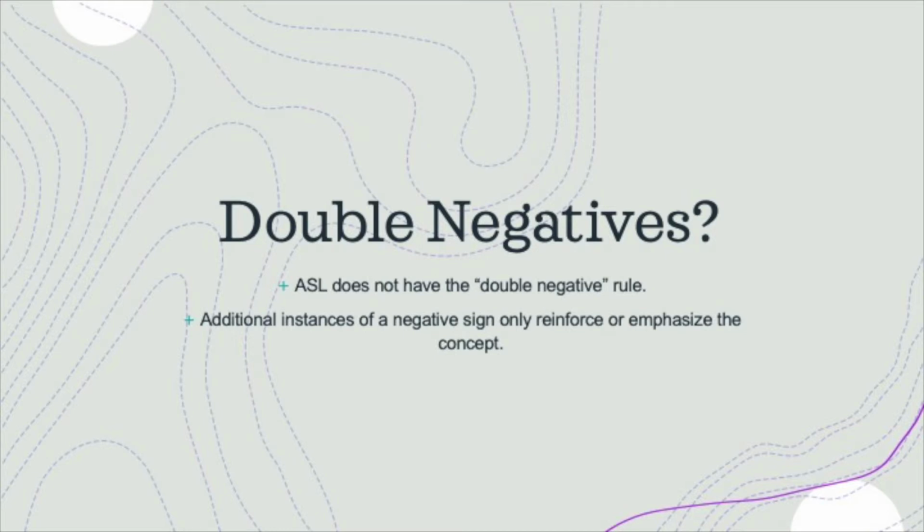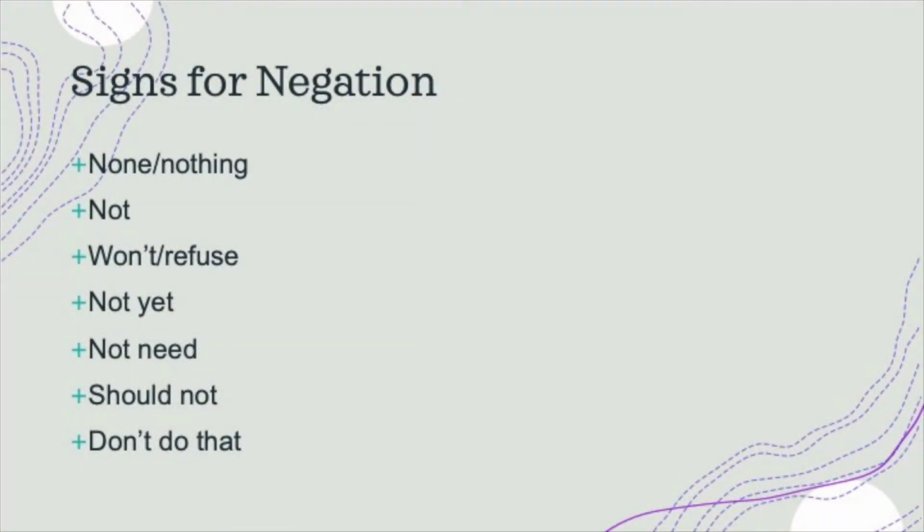This is not the case in ASL. Each additional instance of a negative sign only reinforces or emphasizes the concept. For example, in ASL, I'm going, not, just means I'm really not going. There are a variety of signs that can do the work of negation. Context dictates which is the correct sign to use.